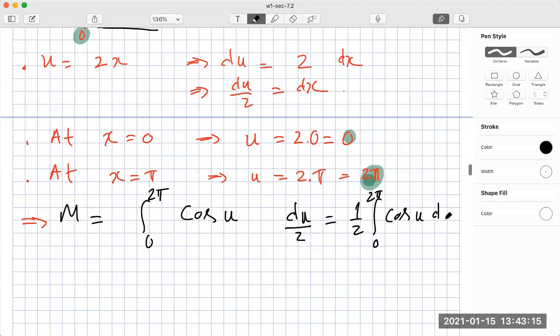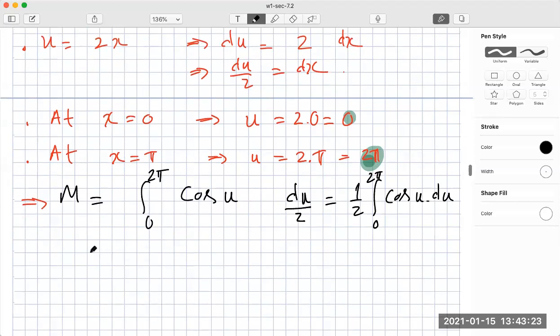Now use the formula, right? The table. What is the antiderivative of cosine? Yes, sine u, right? And in front of that, there is a number 1/2. And this is a definite integral, so we need to evaluate from u equal to 0 to u equal to 2 pi. Okay. We replace the upper limit.